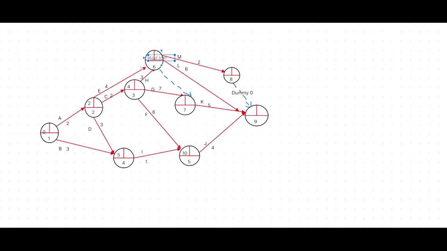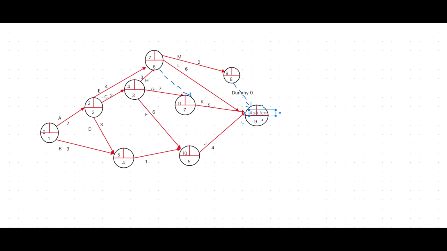7 plus, via the dummy, 7. 4 plus 7, 11 here. The 11 plus 5, 16. But 7 plus 2 should be 9. And 7 plus 6 is 13. 13, 7, 11 plus 5, 16. 10 plus 4, 14. 16 is the highest. You can write down 16 as the latest completion time.